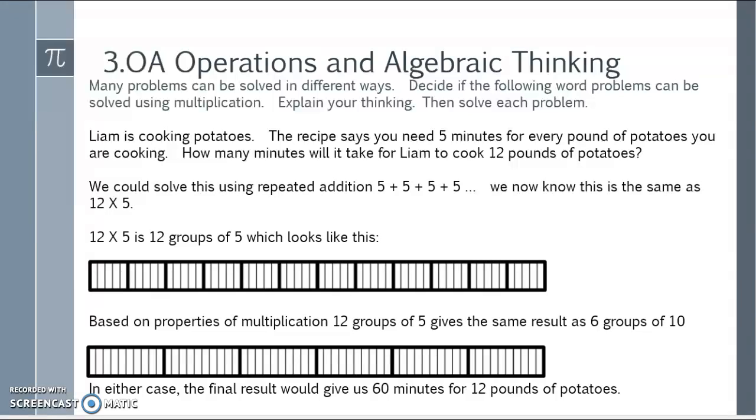So notice that it's the same exact length and we have the same exact pieces, but it's partitioned a little differently. But in either case, the final result would give us 60 minutes for 12 pounds of potatoes.